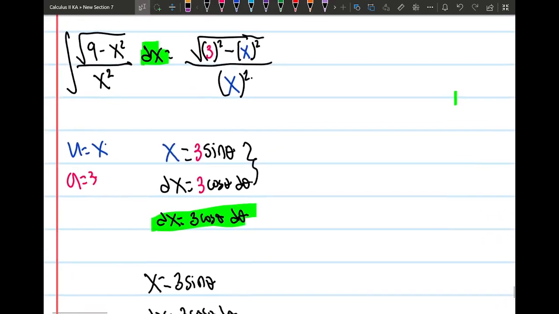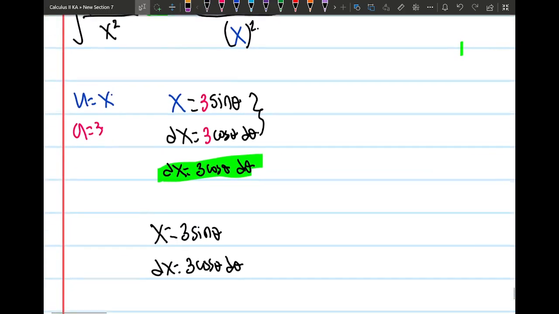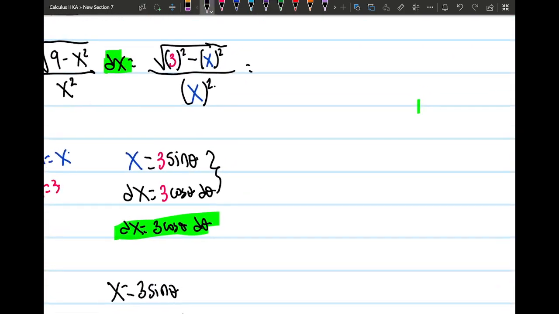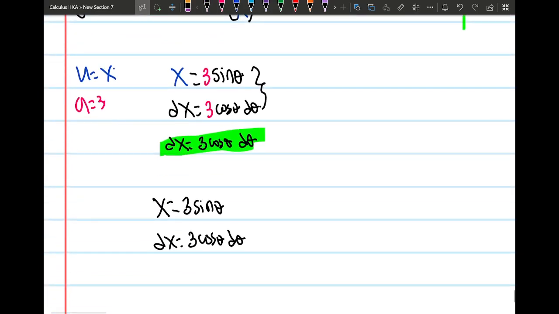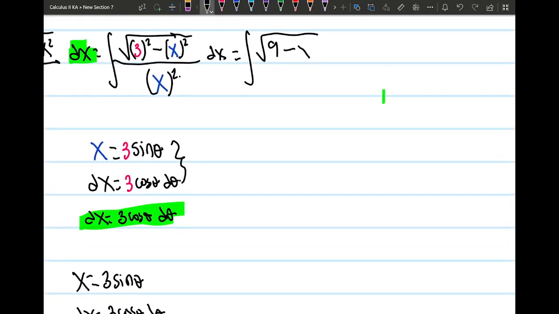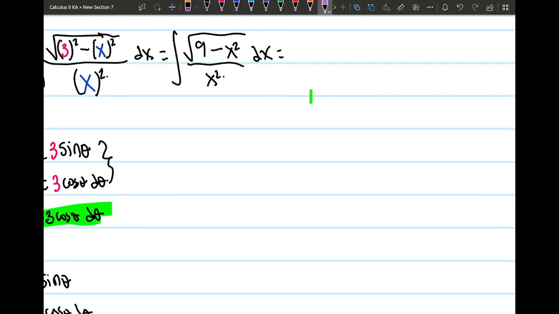And so I have the integral, and this is dx, and we're going to make this equal to the integral of the square root. 3 squared is 9, so we had 9 minus, and in place of x, we have 9 minus x squared over x squared dx, but this is going to be in place of x right here.